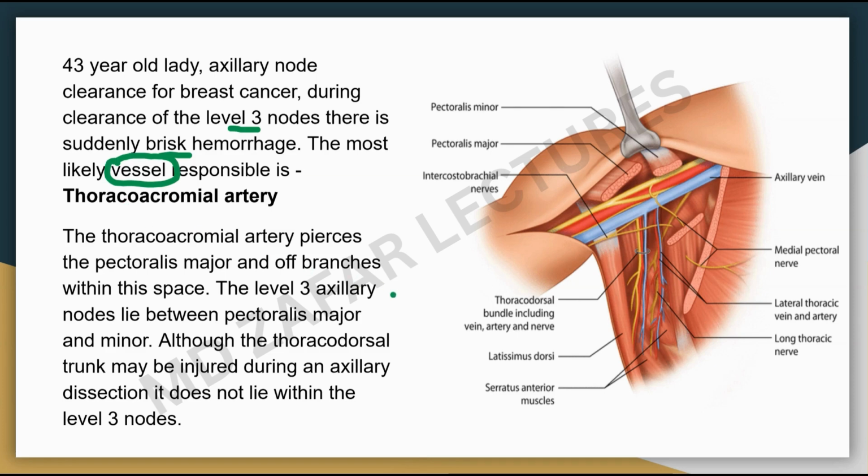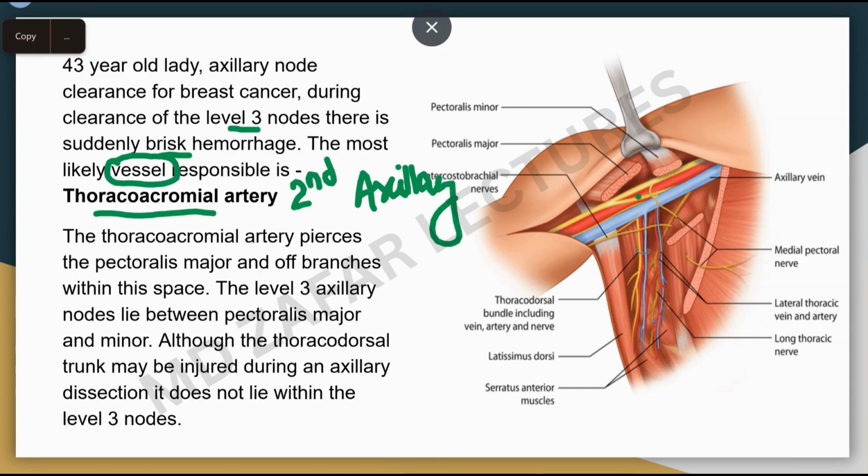The nerve was the thoracodorsal nerve, but the vessel is the thoracoacromial artery. The thoracoacromial artery is one of the branches from the second part of the axillary artery. And we know that pec minor and all this area and the axillary artery are very closely related.